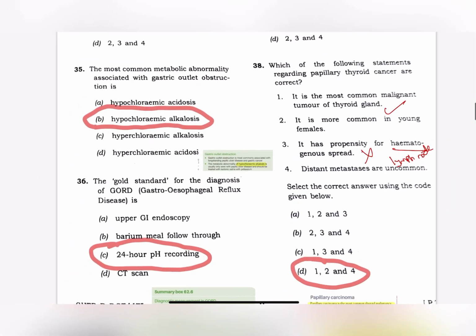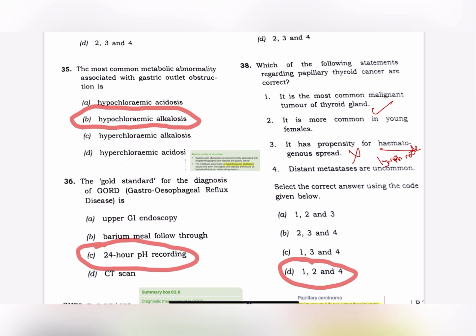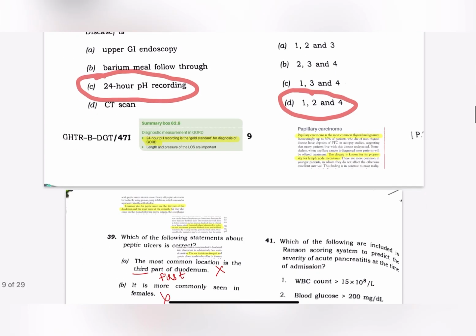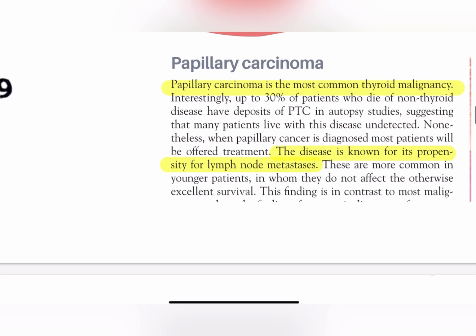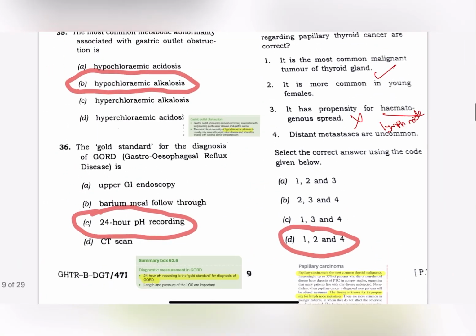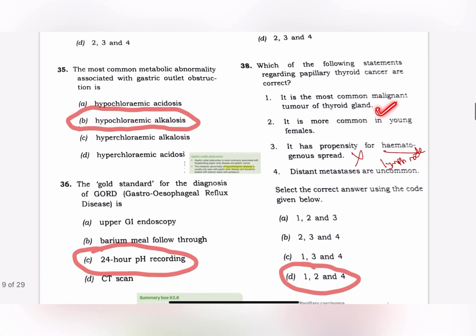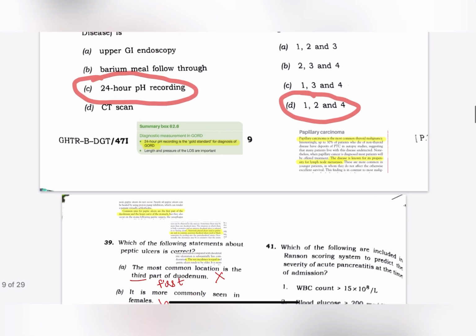In question 38, which of the following statements regarding papillary thyroid cancer are correct? Papillary thyroid cancer is the most common thyroid malignancy and it is known for its lymph node metastasis. So they are saying it is the most common, true, in young females too. It has a propensity for hematogenous spread, that's wrong. It is actually lymph node metastasis. So the answer for this is 1, 2 and 4.